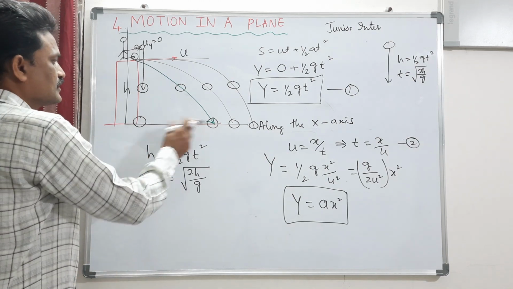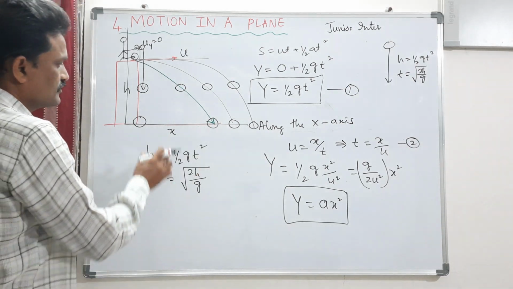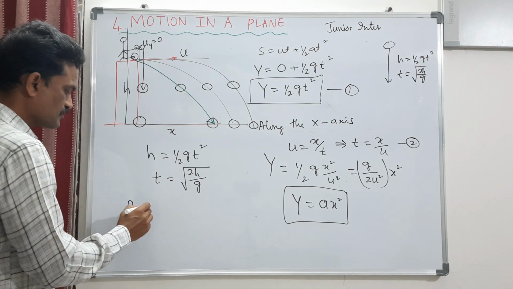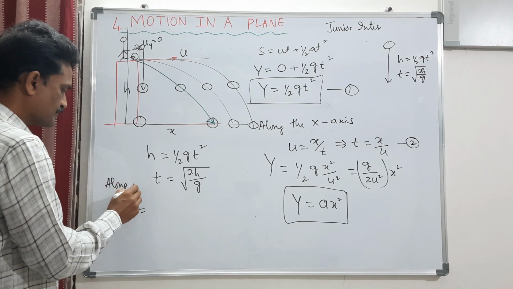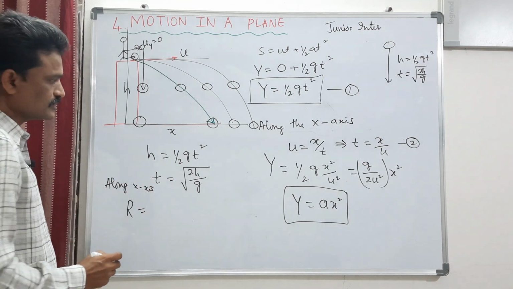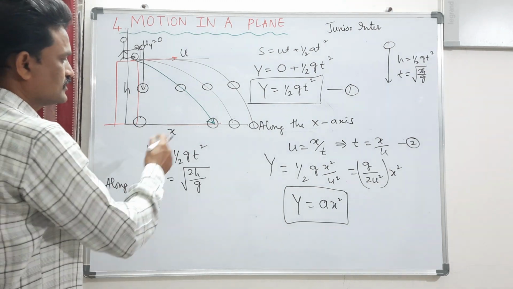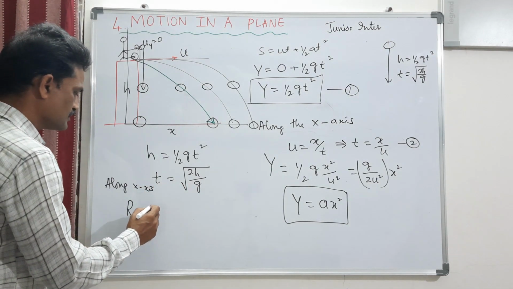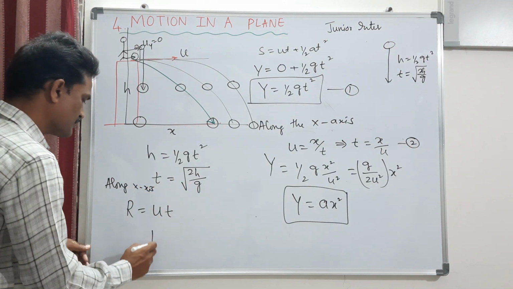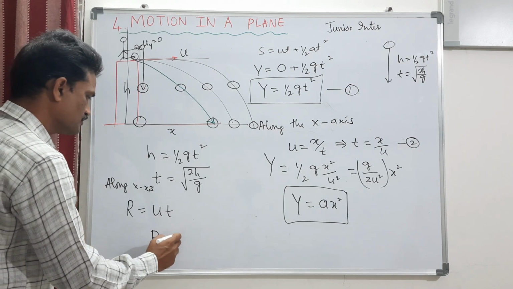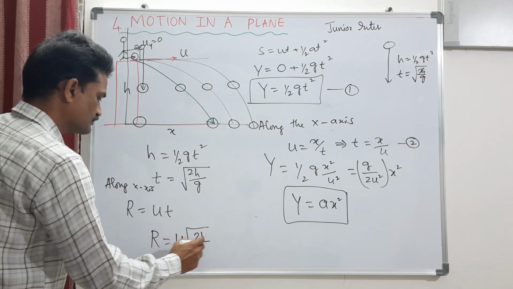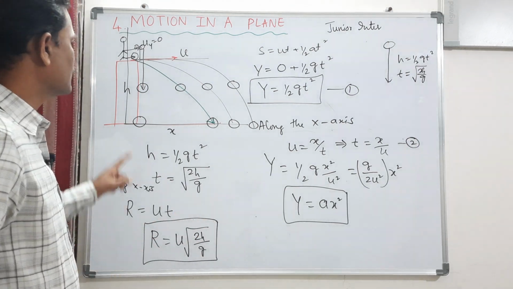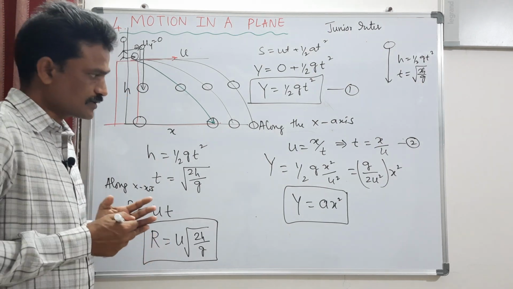Now what is the horizontal range? What is the maximum horizontal displacement? In the previous case we used R. So R is equal to, I have to consider along the x-axis. When I consider along the x-axis, the displacement is velocity times t. If I take the time of flight as this one, this is u into t. The expression for range in this case is u into under root 2h by g. So this is the equation for range in the case of a horizontally projected object.